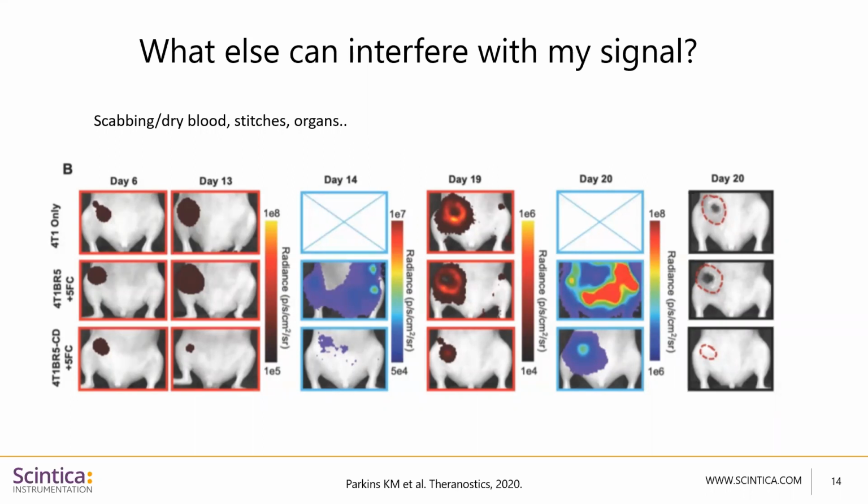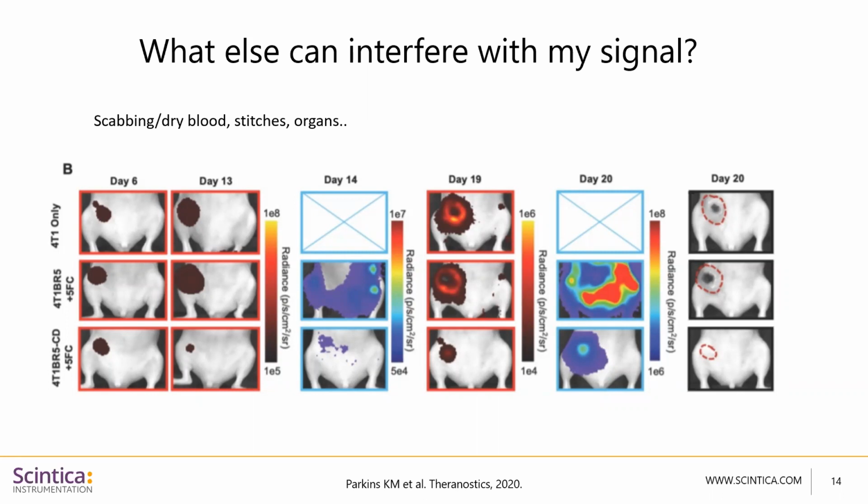This is an example. This is actually a study I did in my PhD. And there's a lot here, so I don't want you to focus on the labels. I just want you to focus on the red images as we go through. So I'm going to start with the row on the top. Looking at the image on day 6, this is a mammary fat pad tumor. And you can see by day 13, we're going across the top row, so from day 6 to day 13, you see the tumor is growing. And as expected, the signal goes up.